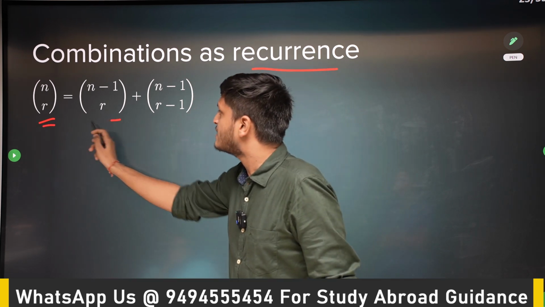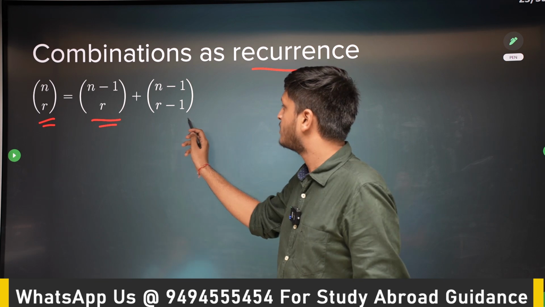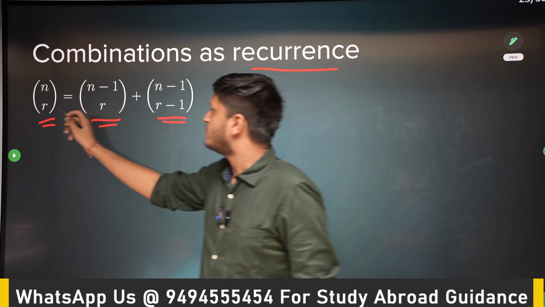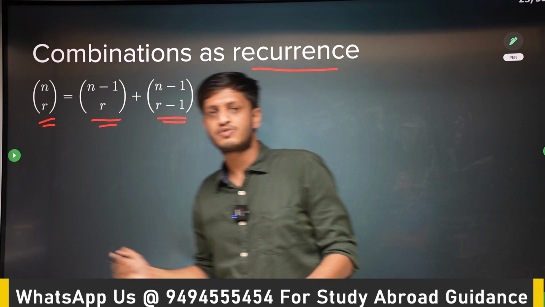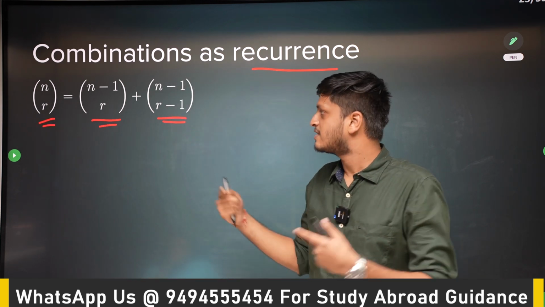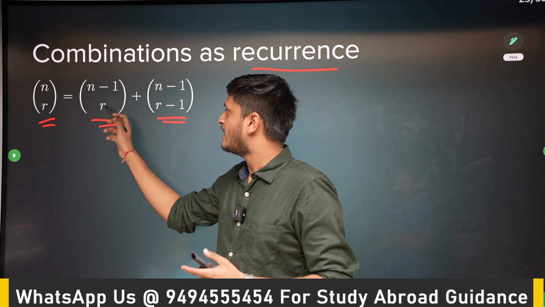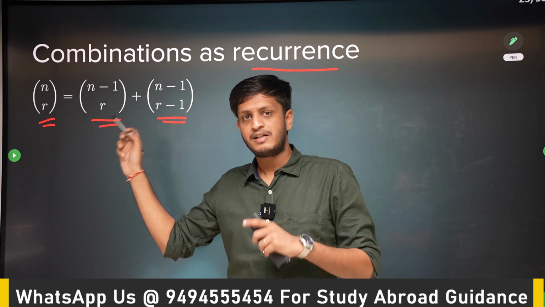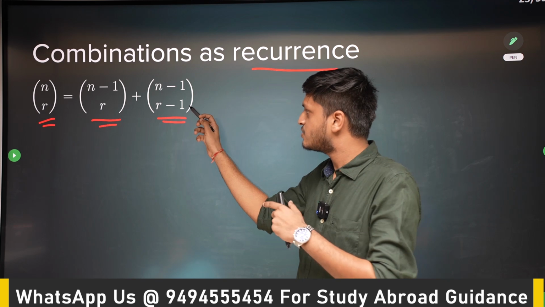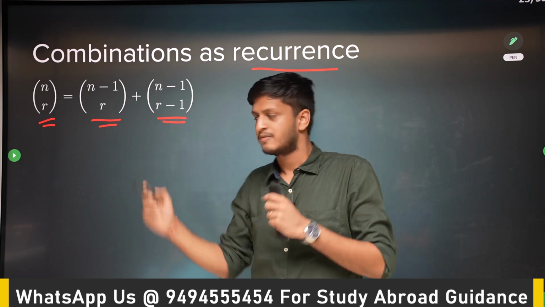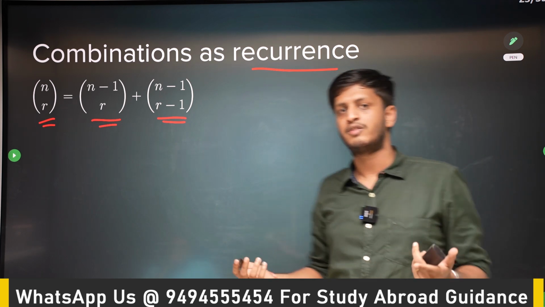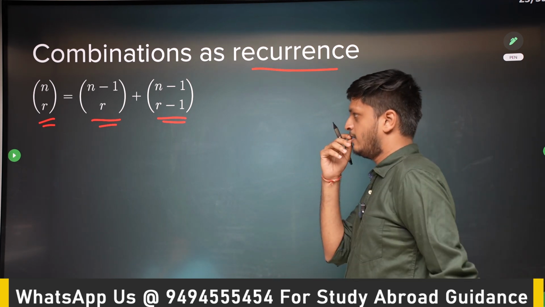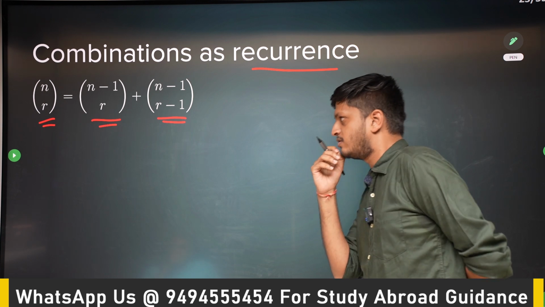How? This is (n minus 1)Cr and this is (n minus 1)C(r minus 1). So basically, the number of ways to choose r items out of n items is equal to the number of ways to choose r items out of n minus 1 items, plus the number of ways in which we can choose r minus 1 items out of n minus 1 items. So firstly, let's logically think why this is so. Then we will go to the proof.